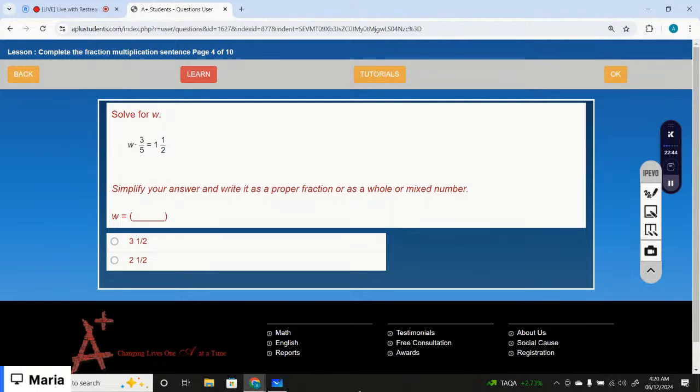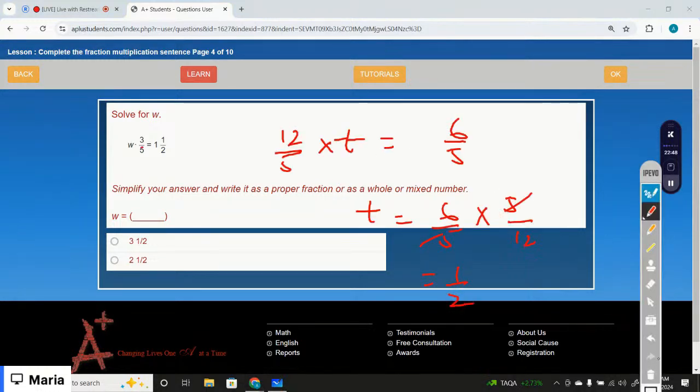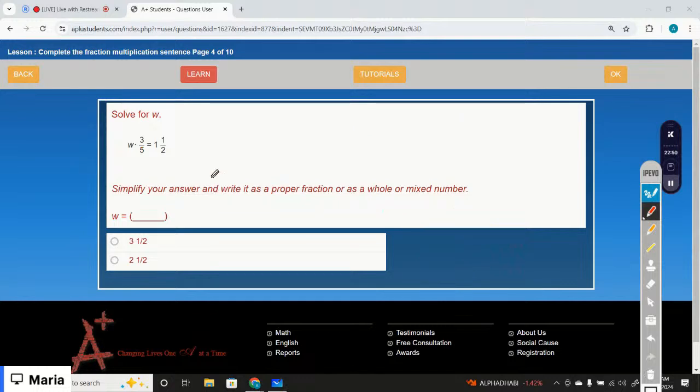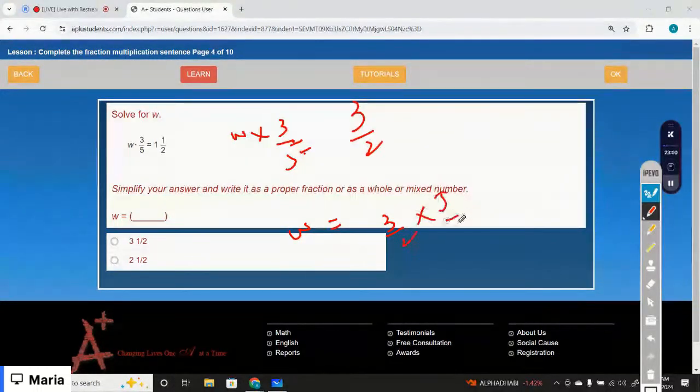Let's just solve. That is w times 3 by 5, and that is 2 times 1 is 2 and 1 3 by 2. So when you divide 3 by 5, that would be the reciprocal. So 2, 3 and 3 cancel out, that is 5 over 2. So when you divide, that would be 2 whole 1 over 2. The correct option is 2 whole 1 by 2.